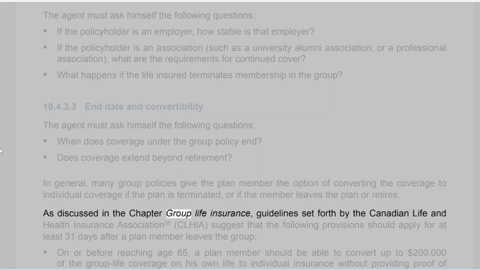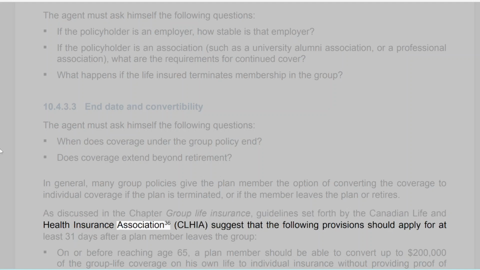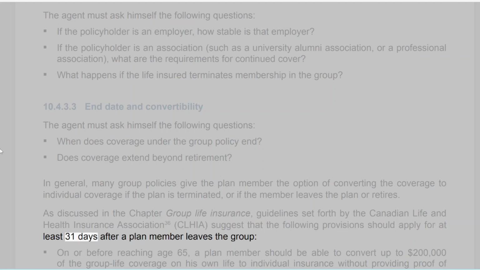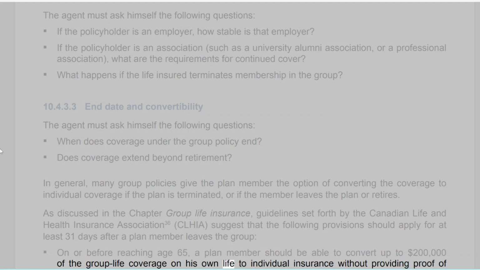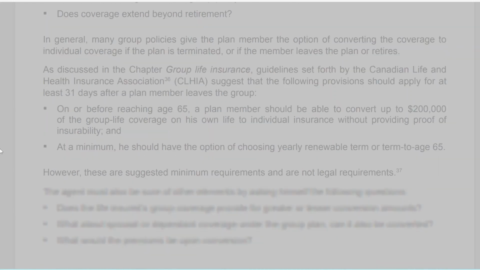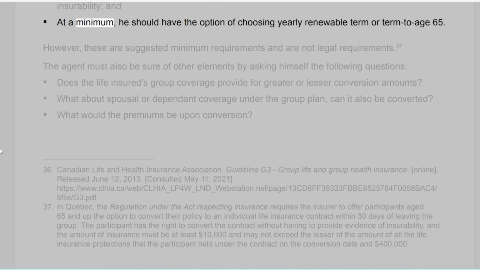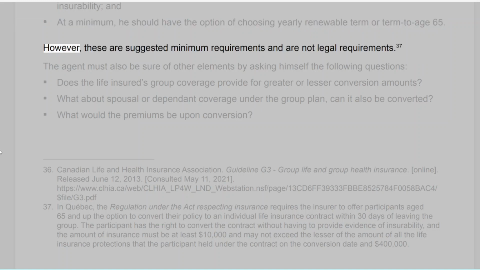As discussed in the chapter Group Life Insurance, guidelines set forth by the Canadian Life and Health Insurance Association, CLHIA, suggest that the following provisions should apply for at least 31 days after a plan member leaves the group, on or before reaching age 65. A plan member should be able to convert up to $200,000 of the group life coverage on his own life to individual insurance without providing proof of insurability. And, at a minimum, he should have the option of choosing yearly renewable term or term to age 65. However, these are suggested minimum requirements and are not legal requirements.